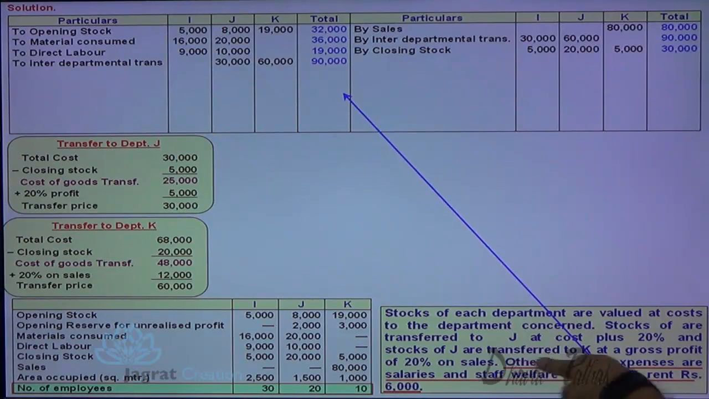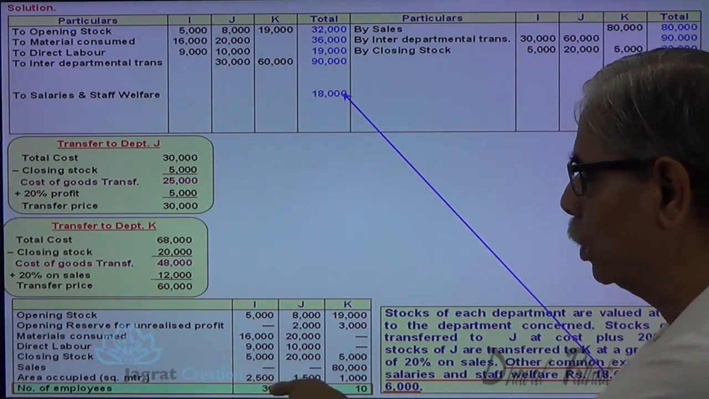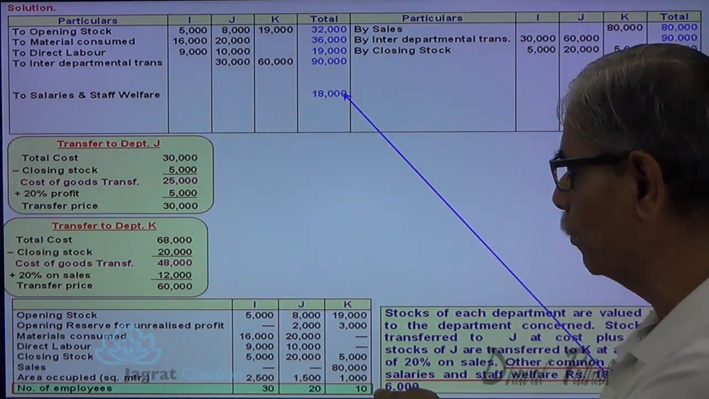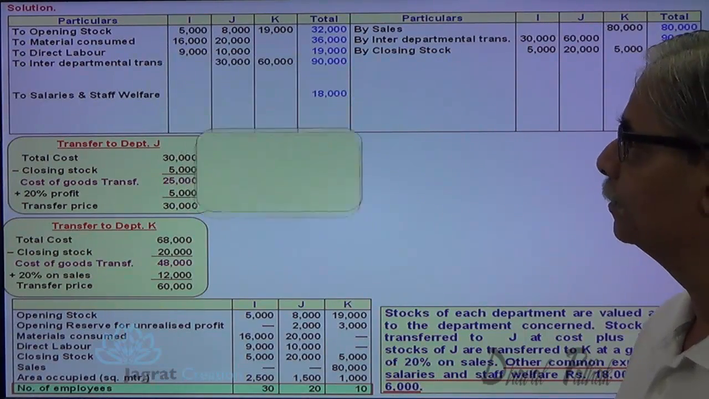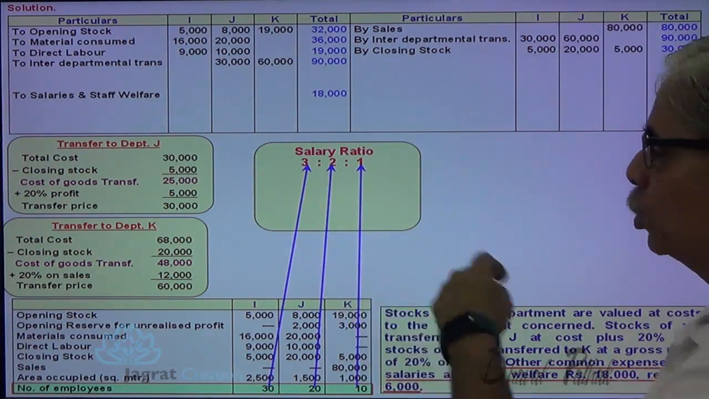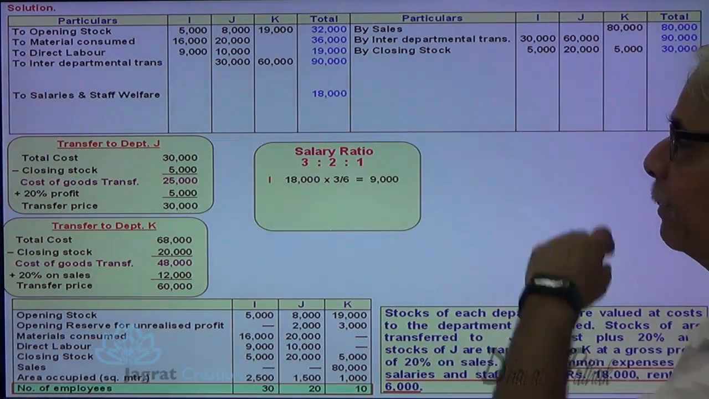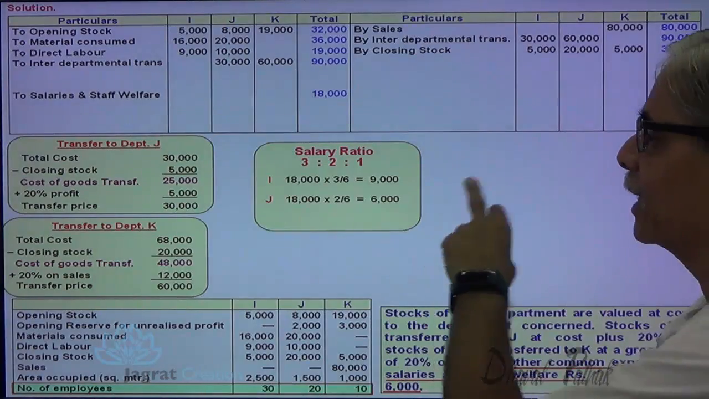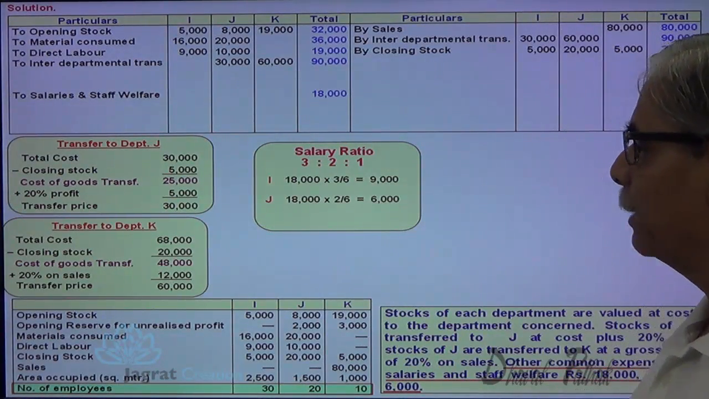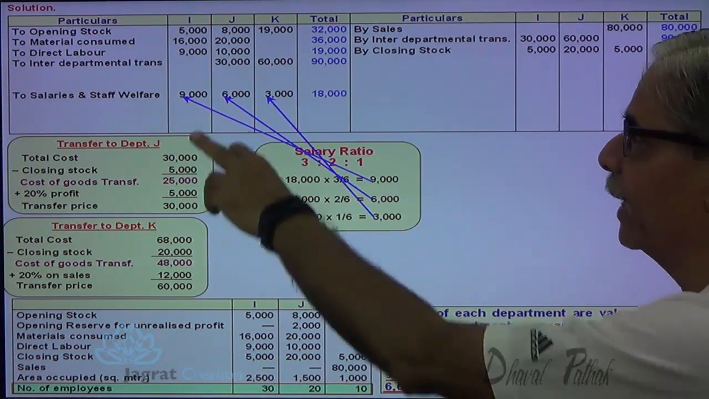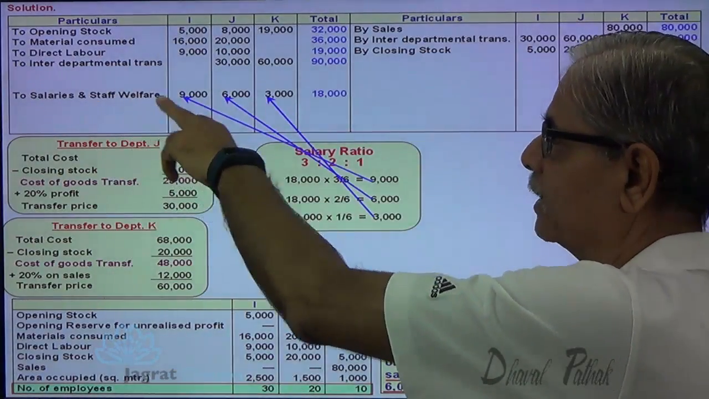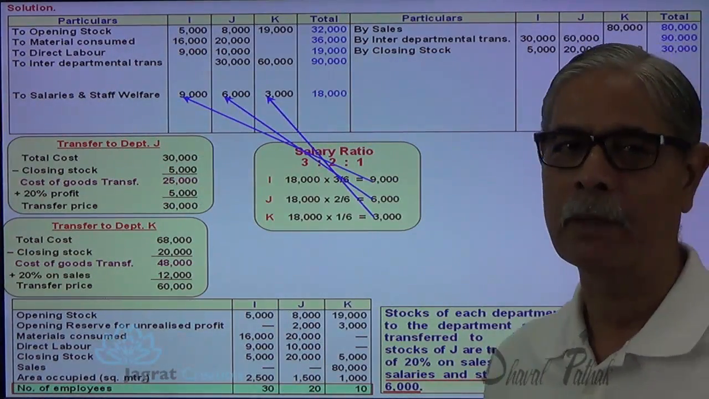Now all these expenses are required to be allocated. Salary and staff welfare expense 18,000. That will be distributed in the ratio of number of employees. So 3, 2 and 1. So 3:2:1 is the ratio in which 18,000 gets divided. So 18,000 into 3 by 6, 9,000 for I. 18,000 into 2 by 6, that is for Department J, and for K 3,000. Let me write to the debit side of profit and loss account 9,000, 6,000, 3,000. Salaries and staff welfare expenses distributed in the proportion of number of employees.